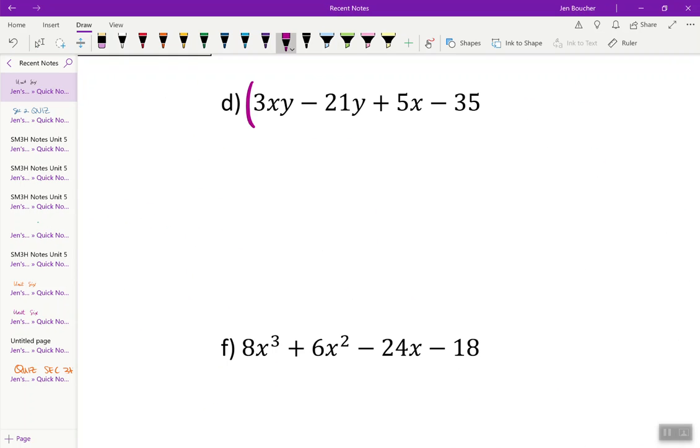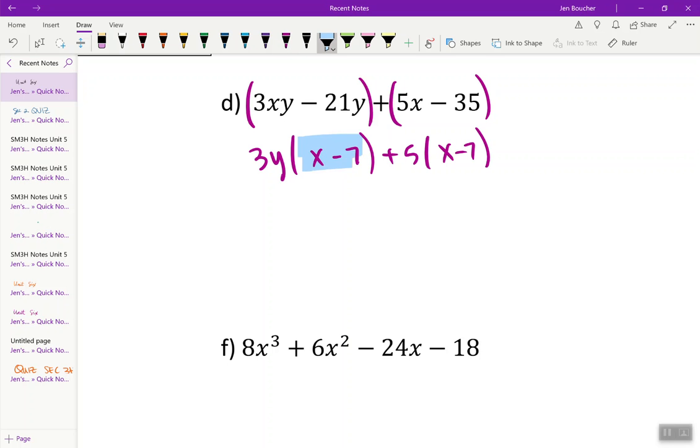Start by grouping the first two and grouping the last two. From the first group, what do they have in common? 3y, good. We're left with an x minus 7, very good. Right here, what do they have in common? A 5, we're left with still x minus 7.